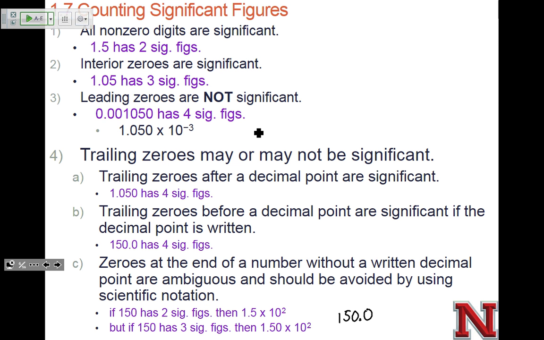So the best way, if you did want that trailing zero to be considered significant, would be to write it in scientific notation with the zero. Because now we have a trailing zero behind a decimal point. And that would be the best way to write it. Those trailing zeros are the most confusing. And it's really important as a scientist to understand not only how to read them, but also how to write them.